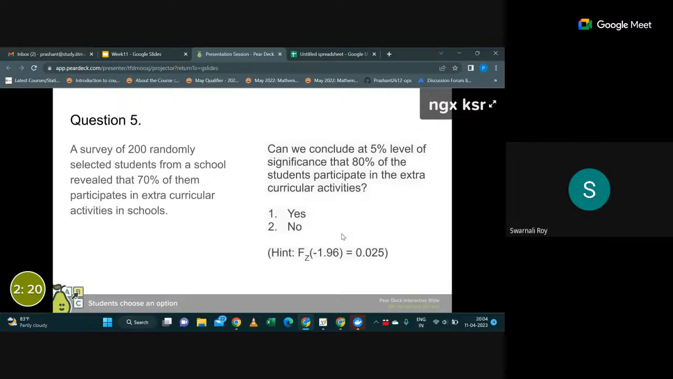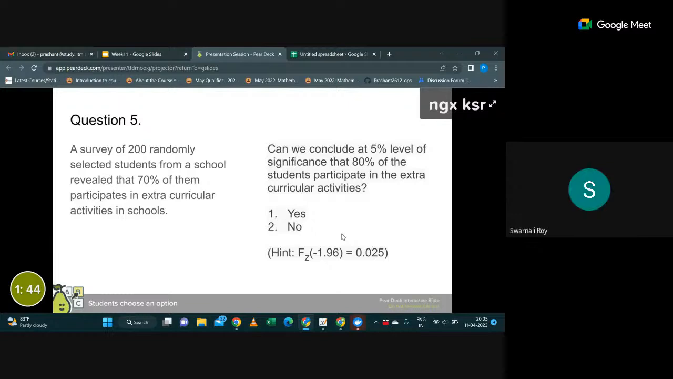Mod of x bar minus 0.8 greater than C. See, if it's a two-sided test, what will be your test statistic? Mod of x bar minus mu. Here mu is the p, greater than c, right? So mu, p is 0.8, and x bar is given as the sample, which is the 70%. So this 70% you can use for comparing, and with the help of a 5% level of significance, you will get some value of c.